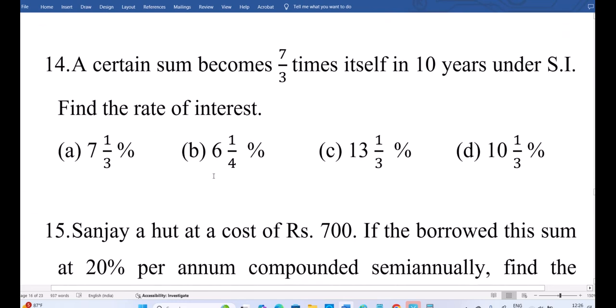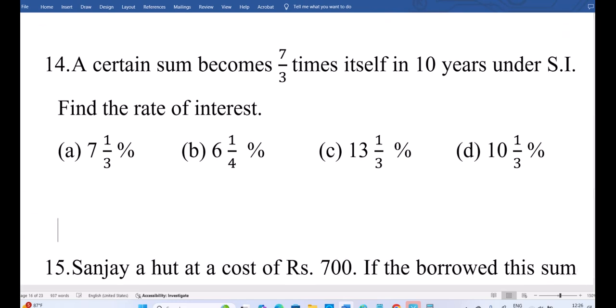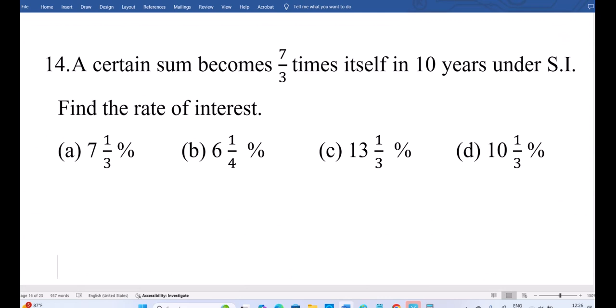Now one more good question. A certain sum becomes 7 by 3 times itself in 10 years under simple interest. What is the rate of interest?